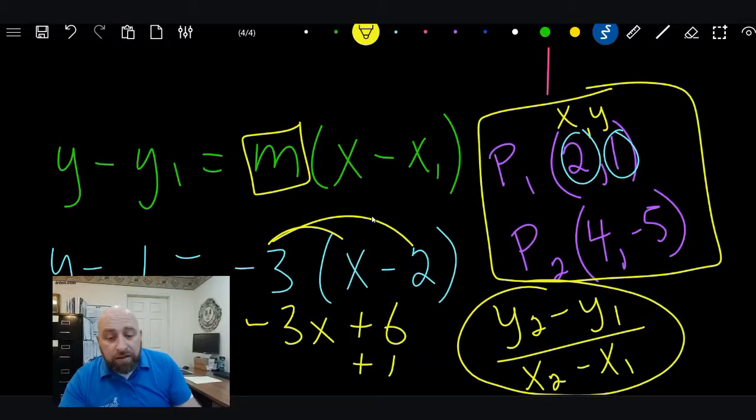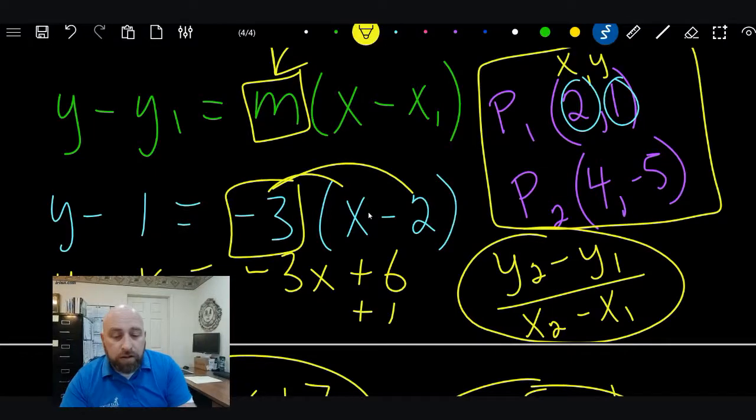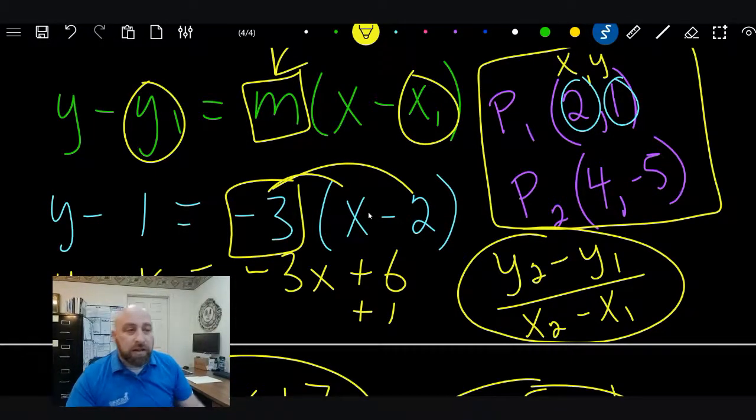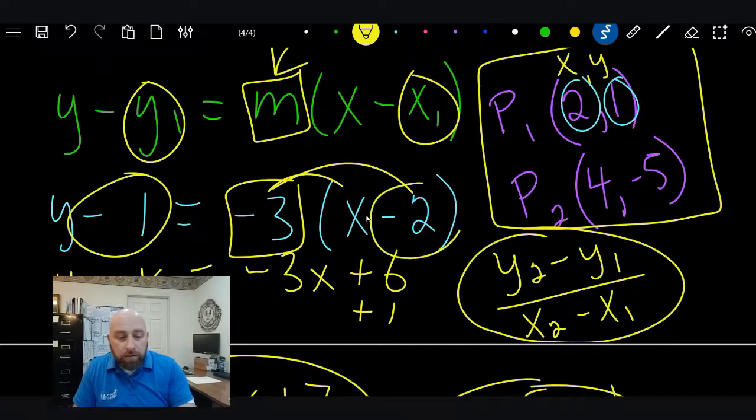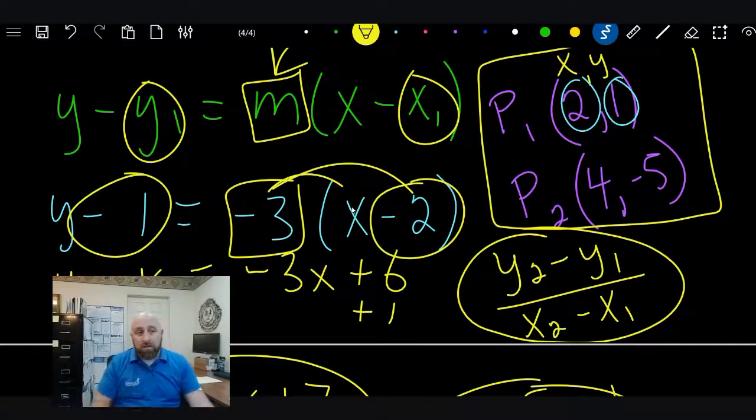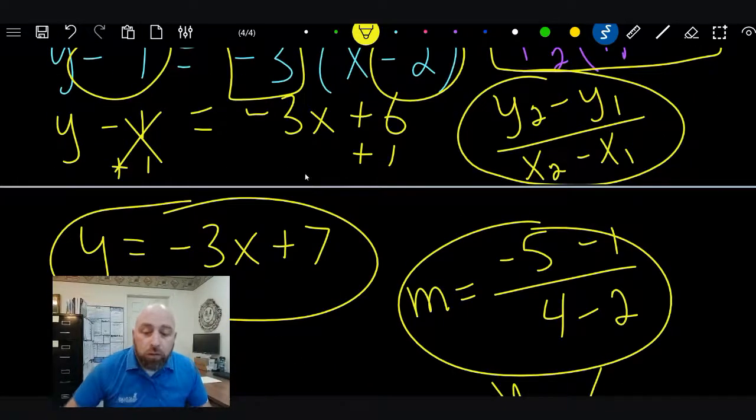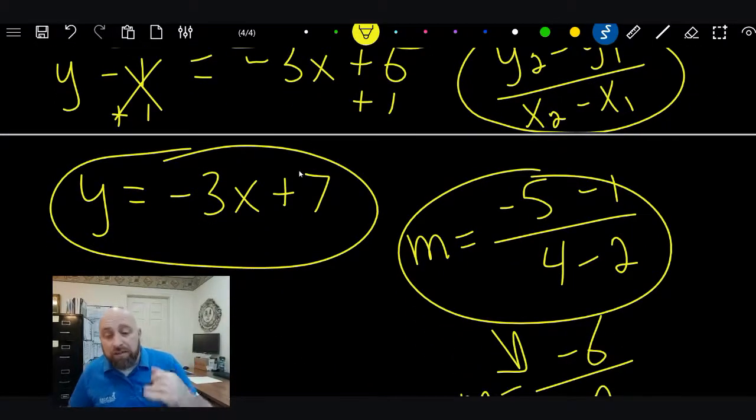I take the negative 3, and I plug it in right there. So there's your negative 3, and then I take the point 1, the 2 for the x, and the 1 for the y, and I plug it in right here and right here, and then I solve the point slope formula. What does it give us? It gives us slope intercept form right there.